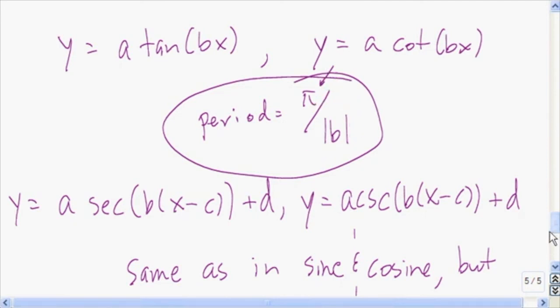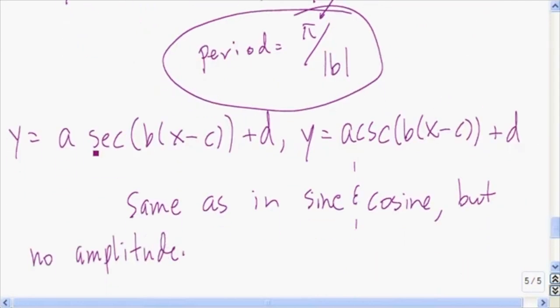All right, so then for these guys here, all the transformation information is the same as in the sine and the cosine, except for the fact that there's no amplitude. So a here is not going to give you any amplitude value. B, okay, the period will change the same, so 2 pi over b. Okay, and D is still going to be your midline, and C is still going to be your phase shift. Okay, so mainly where your cycle starts.